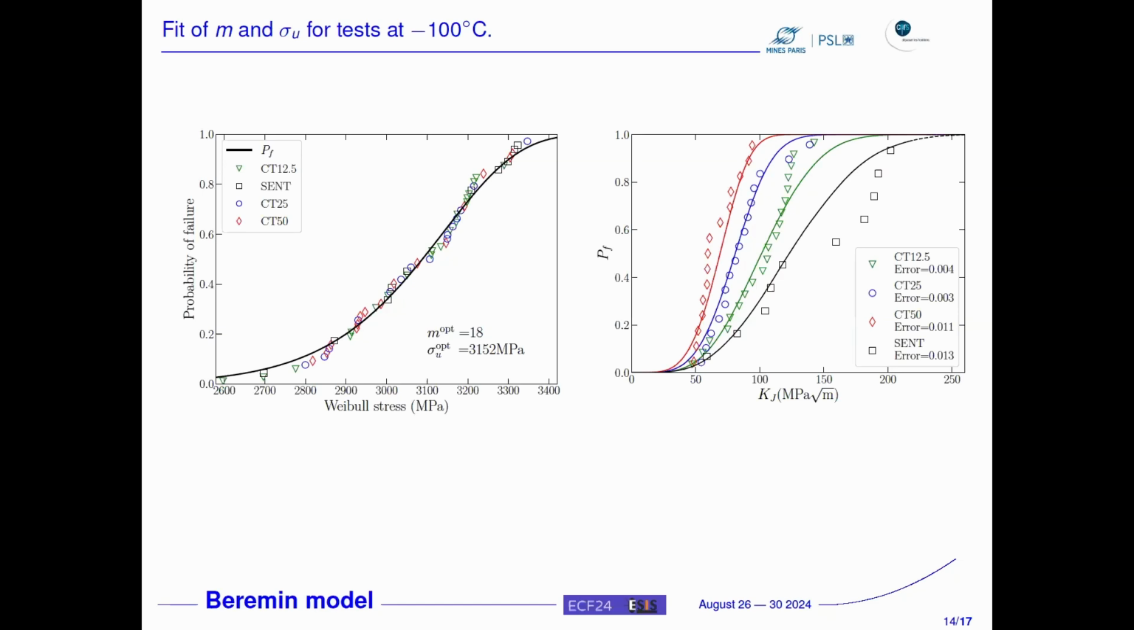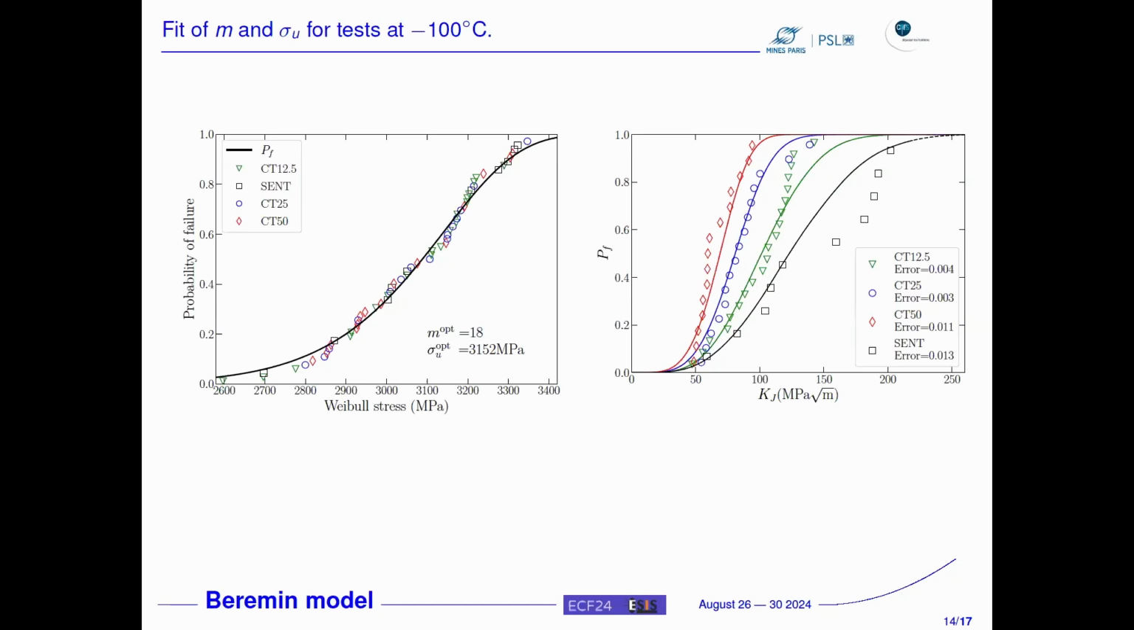You see that the fit is okay. So we have an m of 18. What is okay on this curve is that all specimens are more or less evenly distributed. We don't have all the CT50 at the bottom and all the SCNT at the top, for instance. That would be a very bad fit. We can check that by plotting the measured fracture toughness probability, and you see that we have a fairly good representation for all geometries.